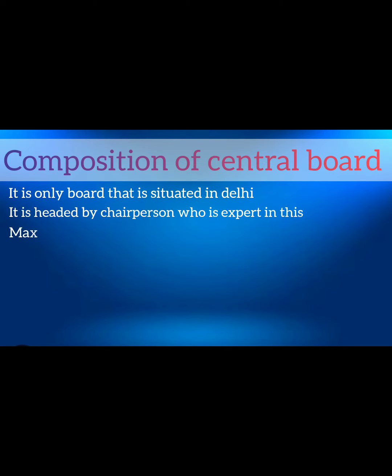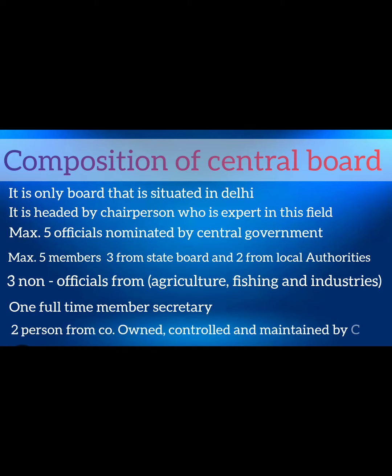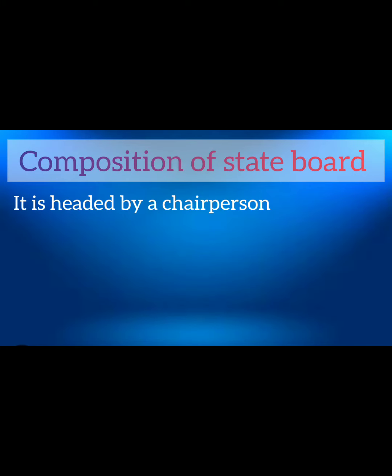Let's see the composition of the Central Pollution Control Board. It is the only board that is situated in Delhi. It is headed by a chairperson who is an expert in this field. Five officials are nominated by the central government, five maximum members, out of which three are from the state board and two from the local authorities. Three non-officials are nominated by the central government from agriculture, fishing and industry, one full-time member secretary, and two persons nominated from companies owned, controlled and maintained by the central government.